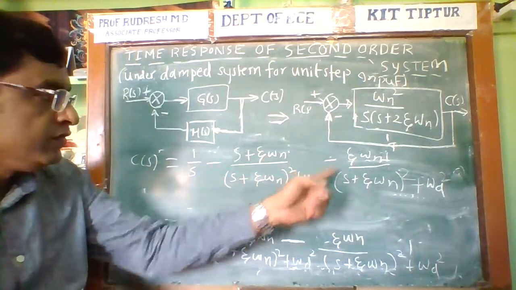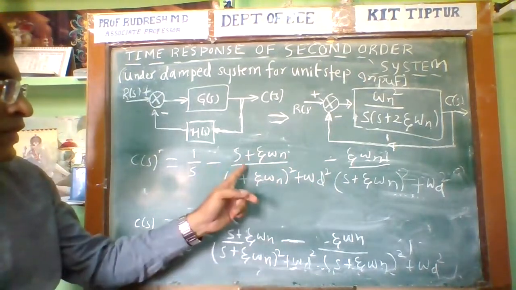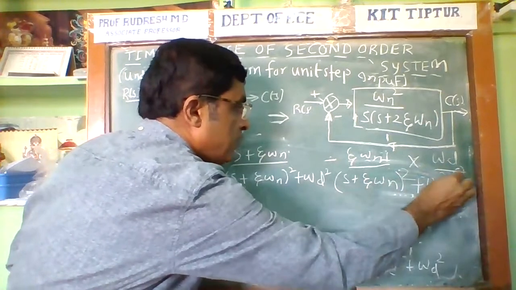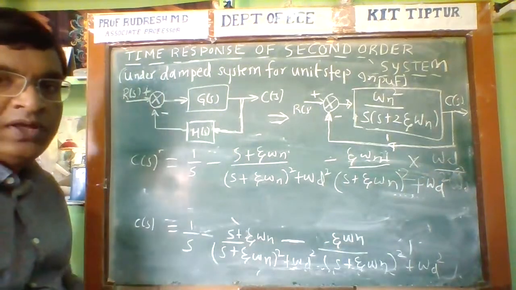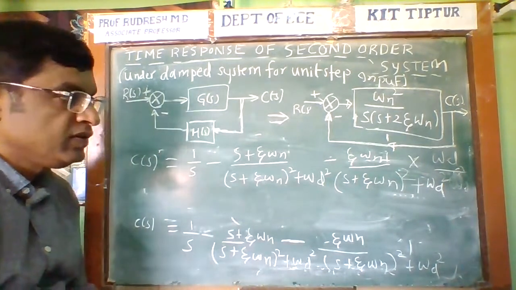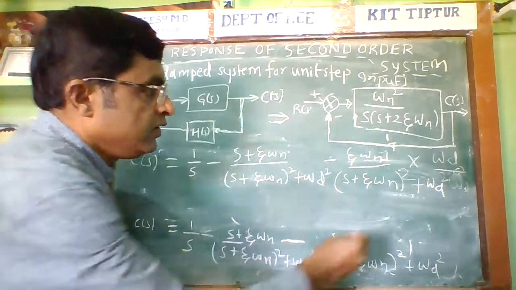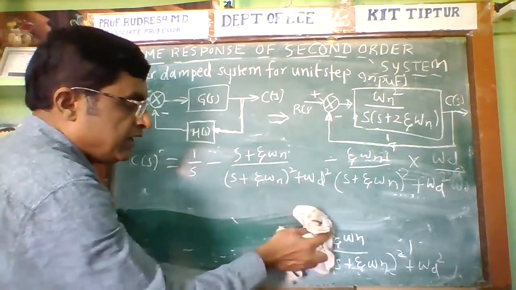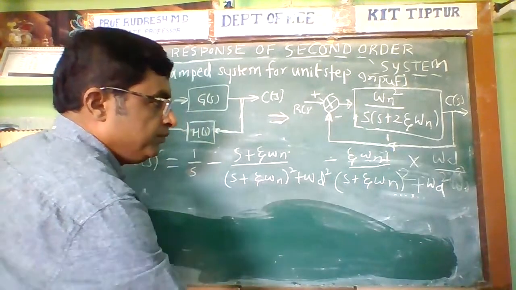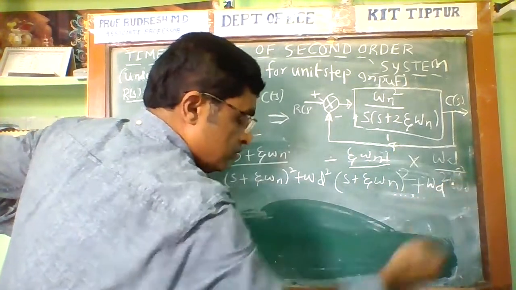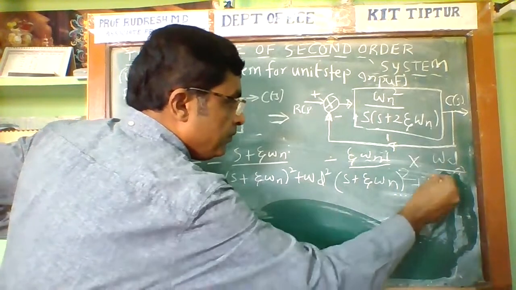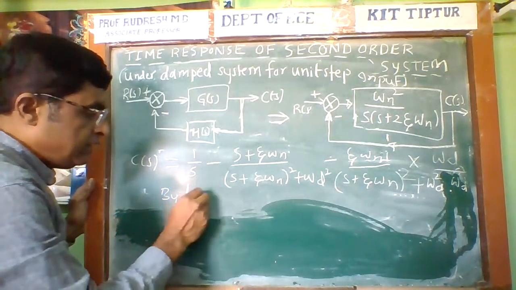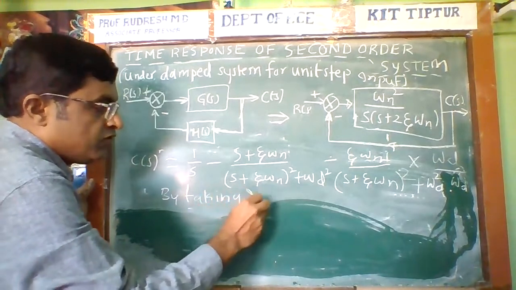Now this can be written like this, and the same thing here. Again, I'm going to multiply this by omega d and divide by omega d, the damped natural frequency, for simplification. And then by taking the inverse Laplace transform for this quantity.